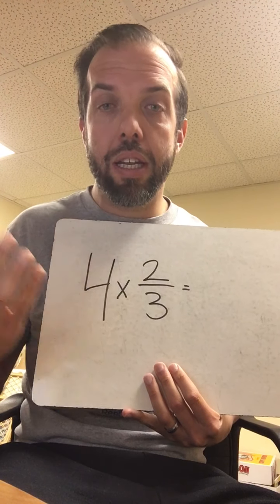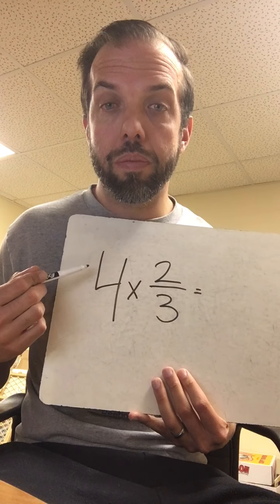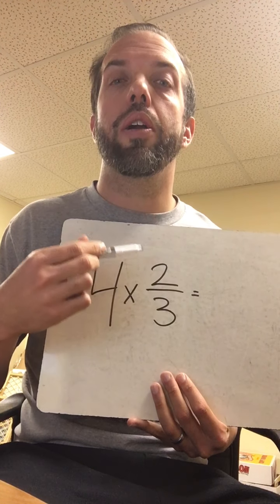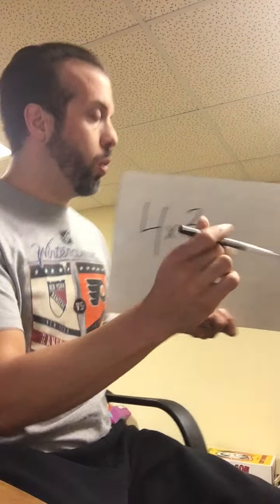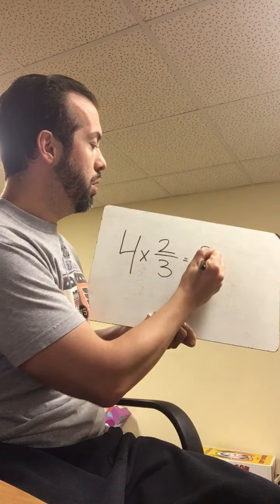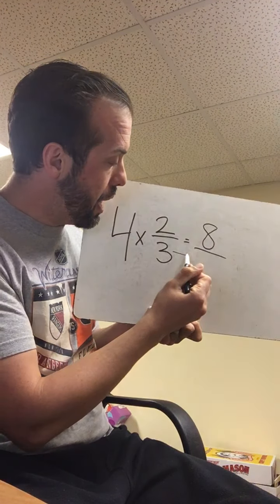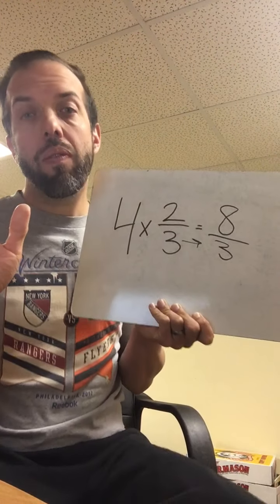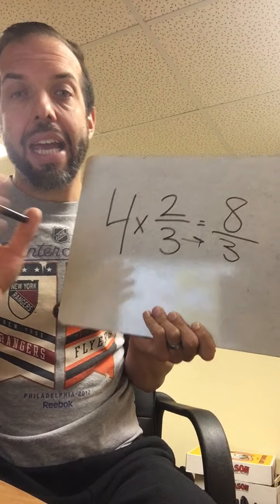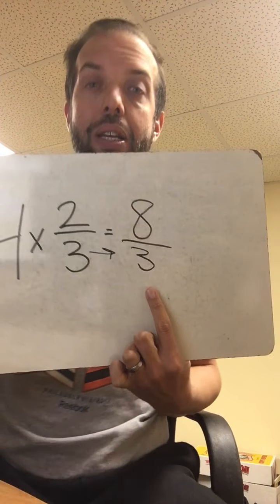So as we have said throughout our week, we're going to multiply our whole number, 4, times our numerator, 2. All right, so when I multiply 4 times 2, my numerator is 8. And then we simply just slide our denominator of 3 over. That's what we've learned so far. Today, we want to know, how do I change this back into a mixed number?